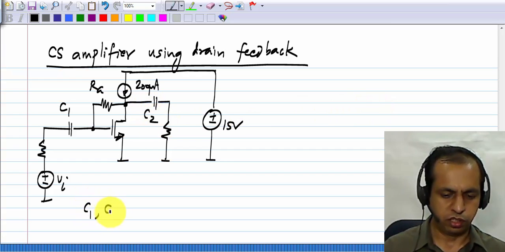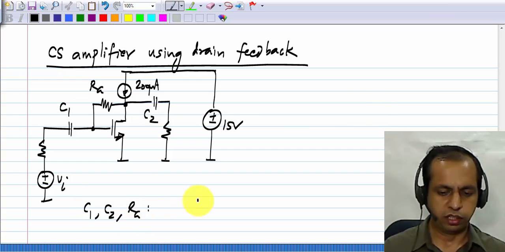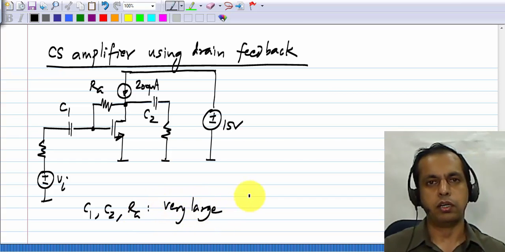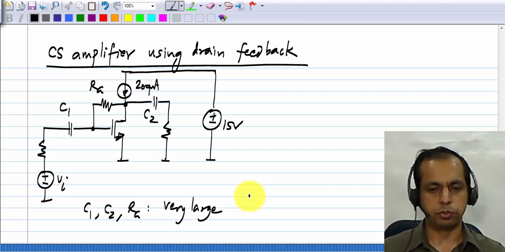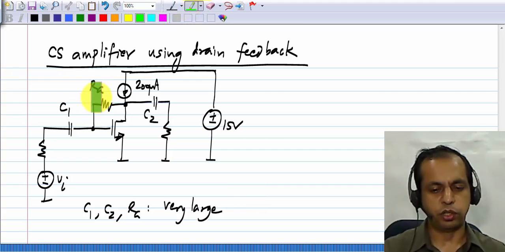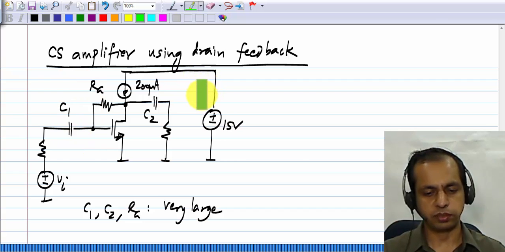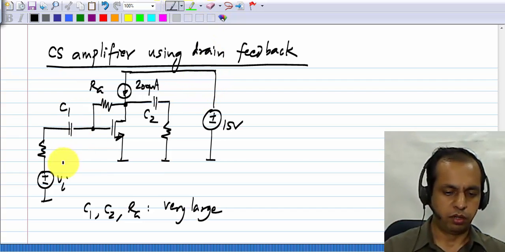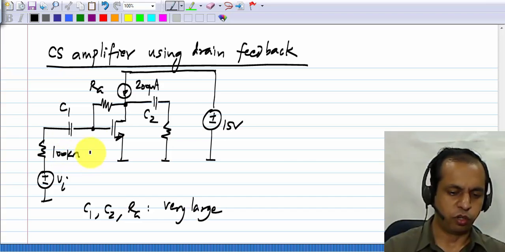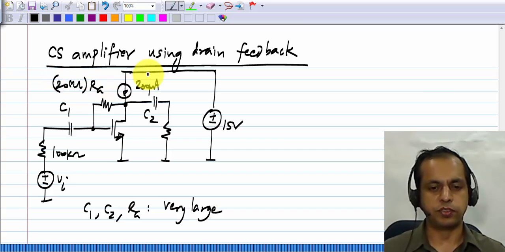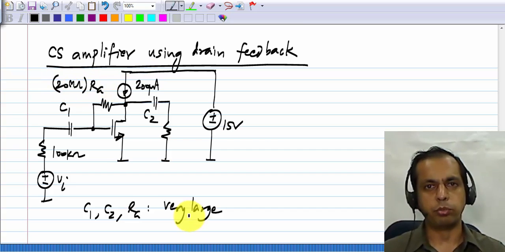This C1, C2, RG are all very large. Very large meaning when they are very large, you can make certain approximations. Essentially, RG almost behaves like an open circuit and C1 and C2 behave like short circuits. Now, if this is 100 kilo ohms and RG is some 20 mega ohms or so, this constraint is easily satisfied. C1 and C2 I won't evaluate, but we have done it many times and you know how to do that.